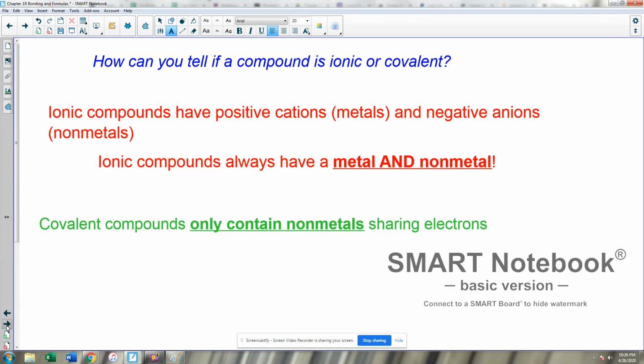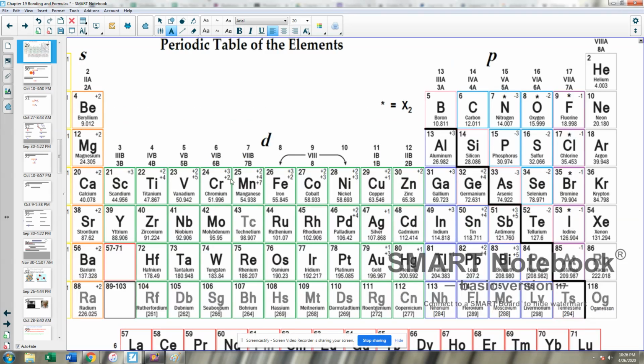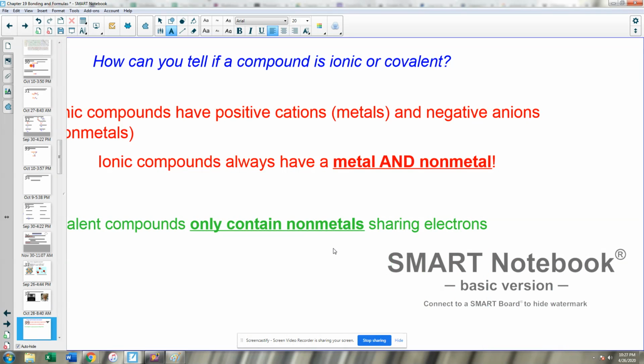So the question is, how can you tell if a compound is going to be an ionic compound or a covalent compound? And the key comes down to what elements are there. Ionic compounds always have to have a positive part and a negative part. There are always two words. They're always something "-ide" or something "-ate" because you have a positive and a negative. So ionic compounds always have to have a metal and a nonmetal. Looking at the periodic table, they always have to have something from the left side of the staircase and something from the right side of the staircase, because they have to have something that represents a positive and something that represents a negative.